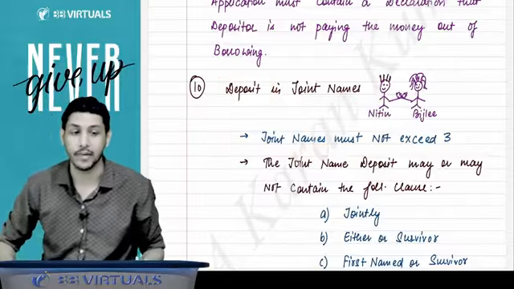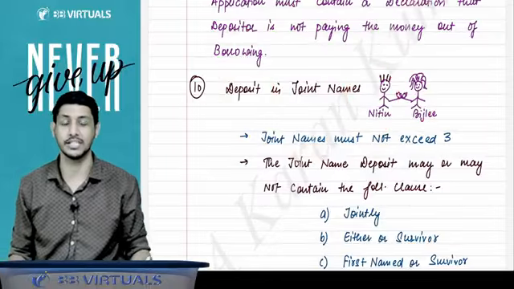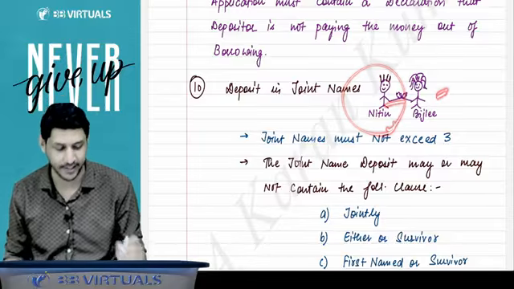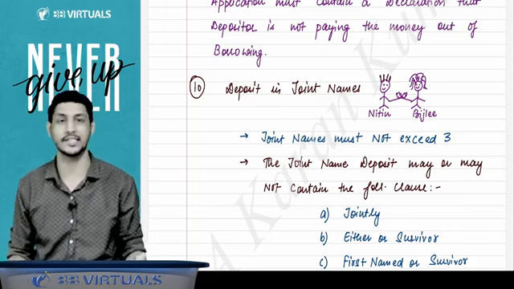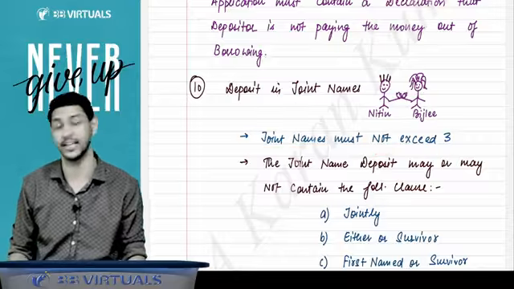Deposit in the joint name. Suppose there is a person named Nitin, and his wife is Bijli. Can they accept deposit in the joint name? Yes, they can accept deposit in the joint name, but the joint deposit holders cannot exceed 3.